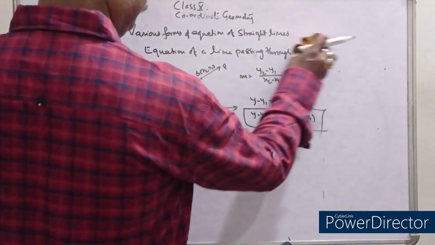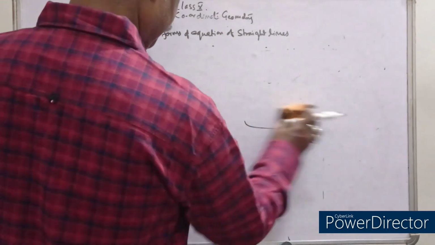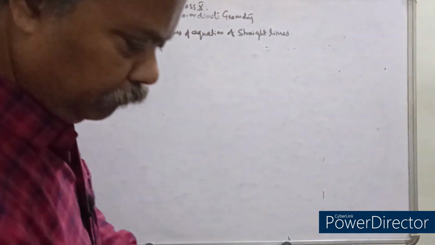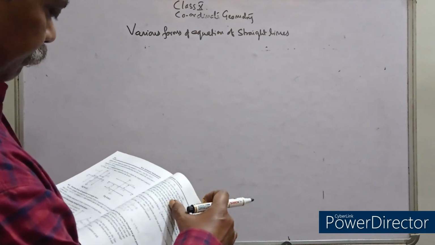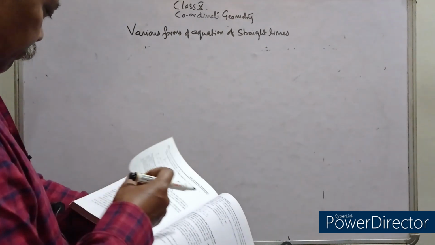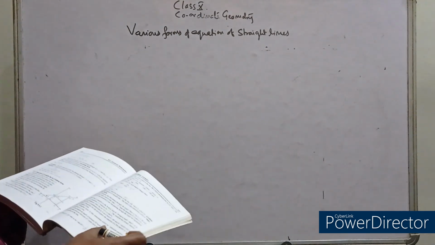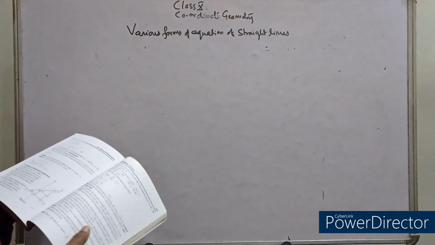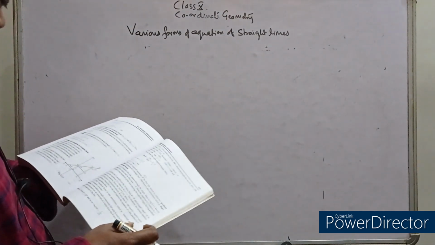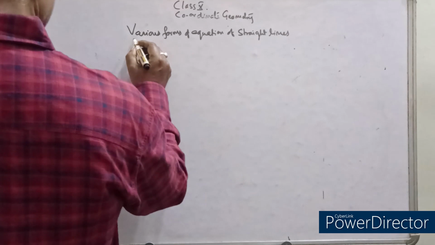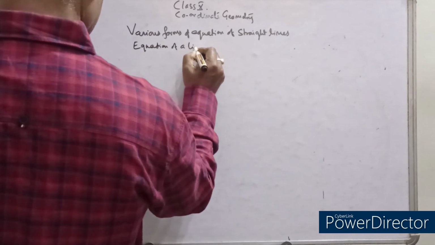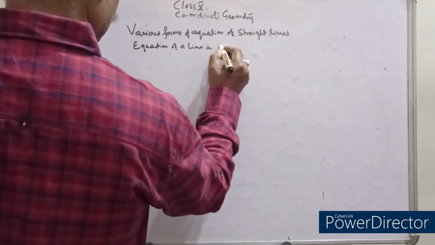Now my next is the gradient form, which is given in your book. In your book it is the equation of a line in gradient form. It is given to you in gradient form.